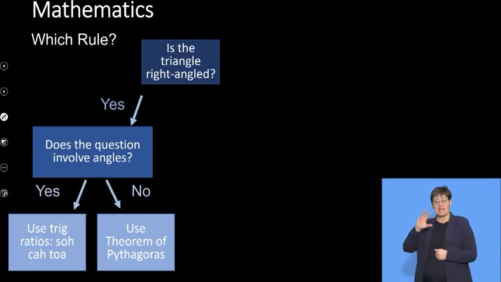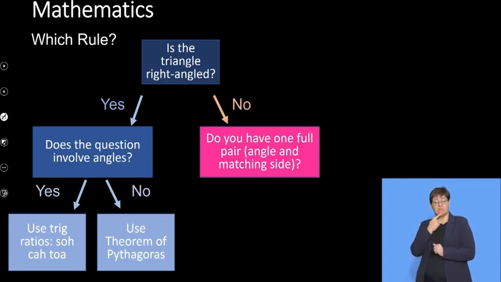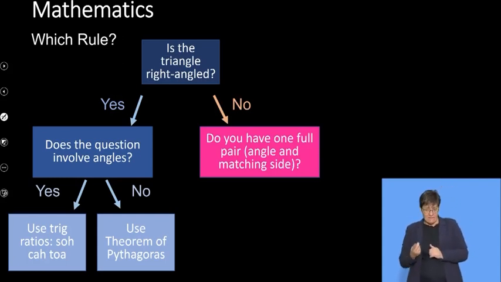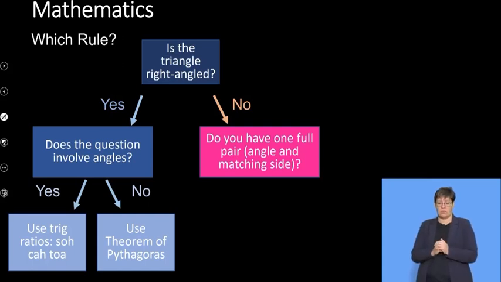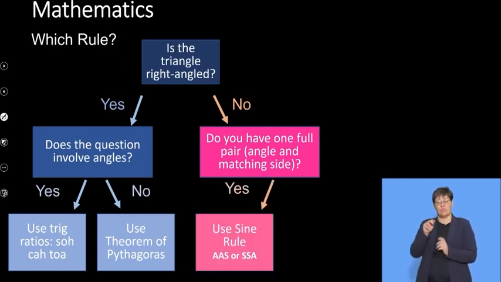Then we have the case where if it's not a right angle triangle, we've got to ask ourselves, do we have one full pair? That means an angle and its matching side. If we do, it means we have the criteria for using the sine rule. So in that case, we'll use the sine rule. And remember, the sine rule is used when I have angle, angle, side, or side, angle, side.